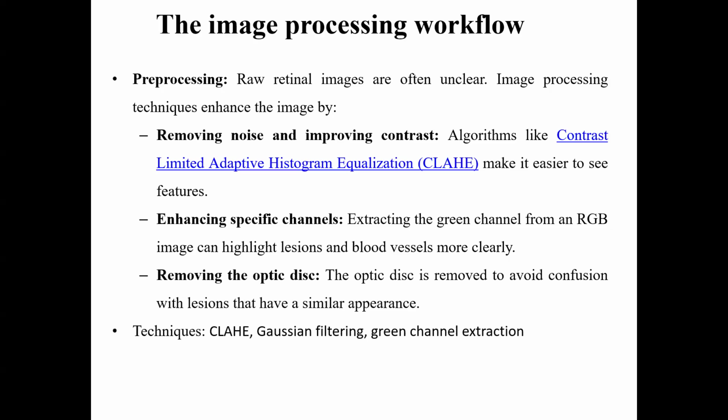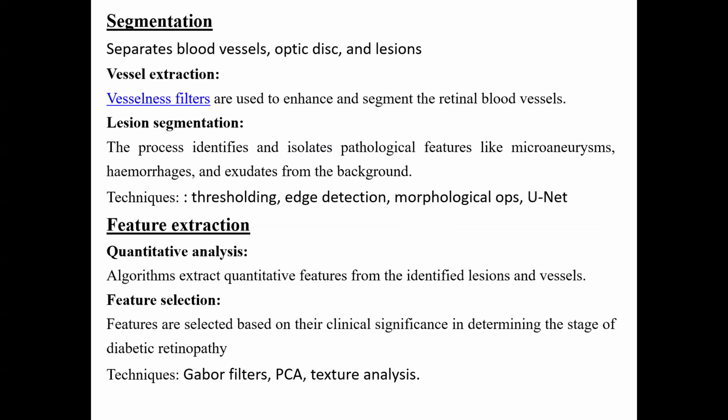So, that is the extraction of the green channel. It basically highlights the vessels. And then you have the removal of the optic disc. This optic disc is removed in order to avoid confusion with lesions that have similar appearances. Some of the techniques used for performing pre-processing are CLAHE, which I already mentioned, then Gaussian filtering and the green channel extraction algorithm. All of these are some of the most widely used pre-processing techniques.